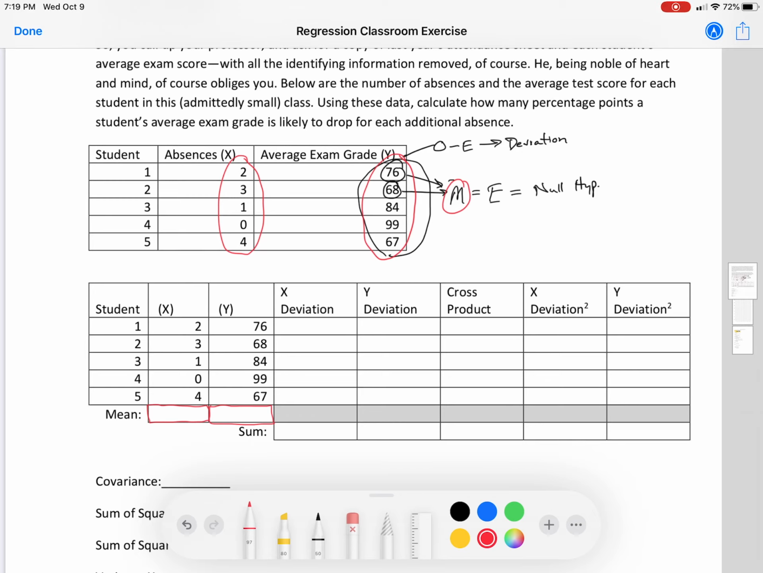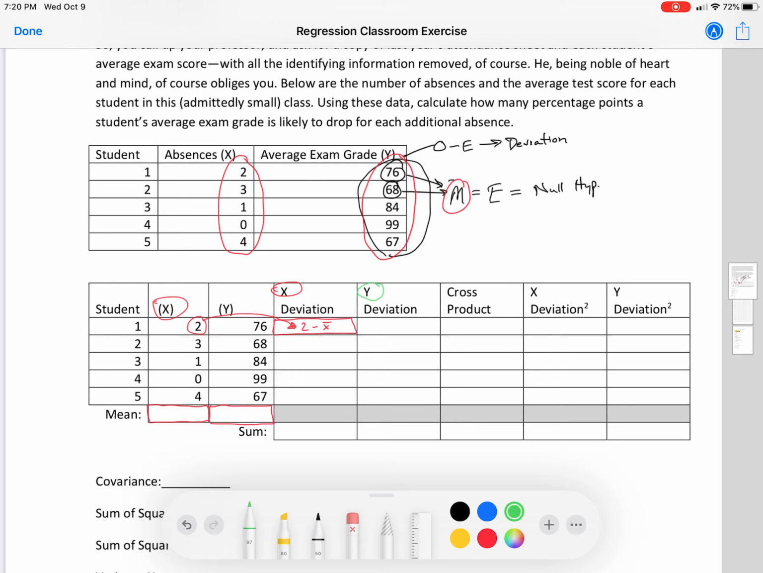The second thing you're going to do is work over and calculate the deviation scores. Because this is the x deviation, I'm going to look over my x column and I see my observation is that this person was absent 2 times. What I want to know is how much 2 differs from the mean of x, the average number of absences. I'm going to do the same thing over here for y.